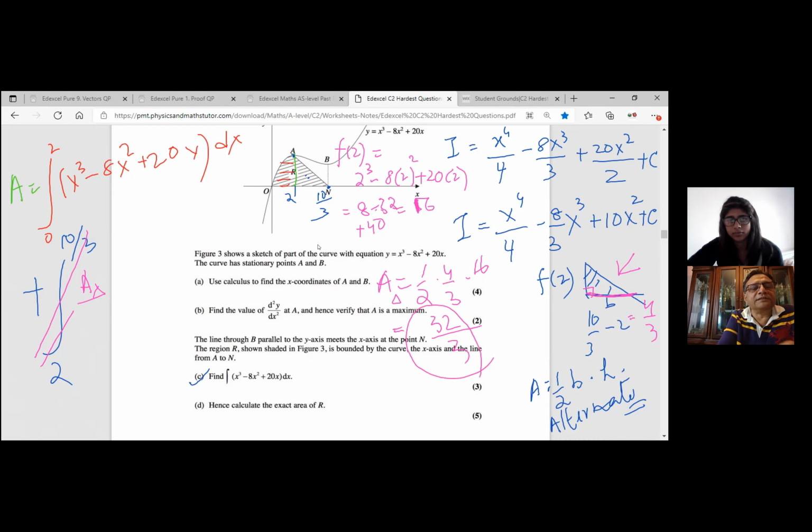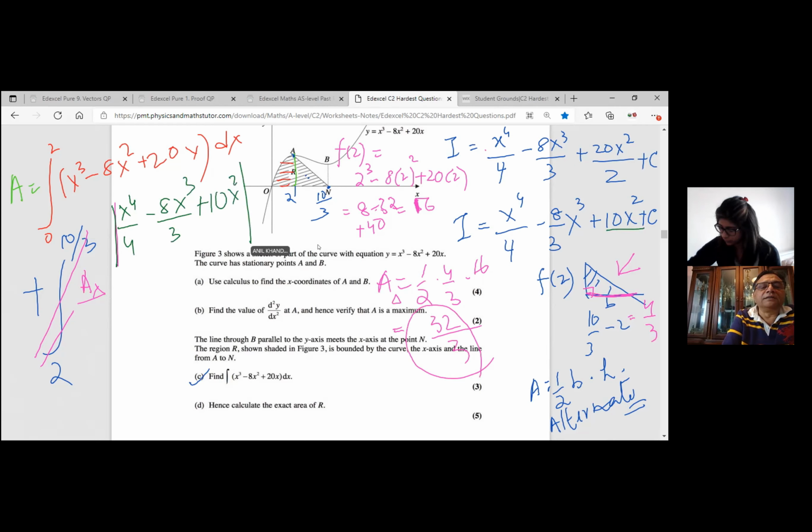Okay, let's find this integral, which we already have here. This is the integral, correct? So let's put the value, which is x to the power of 4 over 4 minus 8x cubed over 3 plus 10x squared. And this goes from 0 to 2. So find the value at 2, and we'll add this 32 over 3 to this. Please find this.